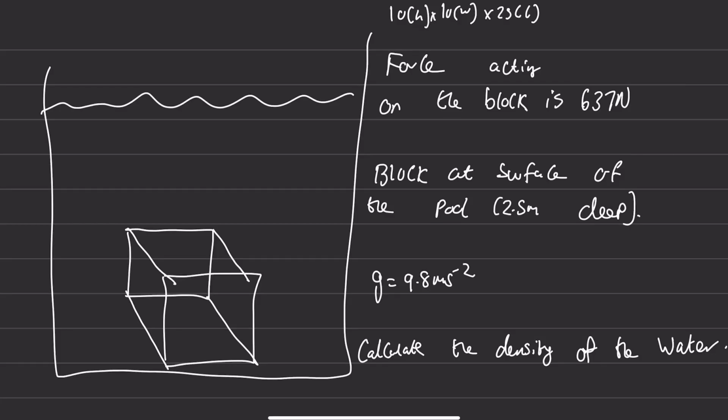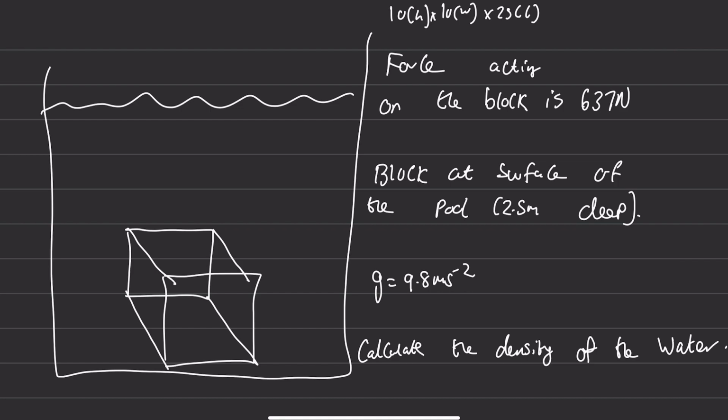So we're going to do the height below the water, calculate the density problem in your AQA higher tier physics paper 2. We have been given the force acting on the block is 637 newtons. The block is at the surface of the pool, 2.5 meters deep. Gravitational field is 9.8 meters per second squared. We need to calculate the density of the swimming water.